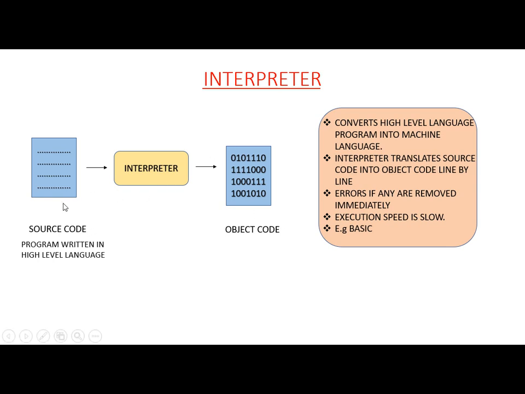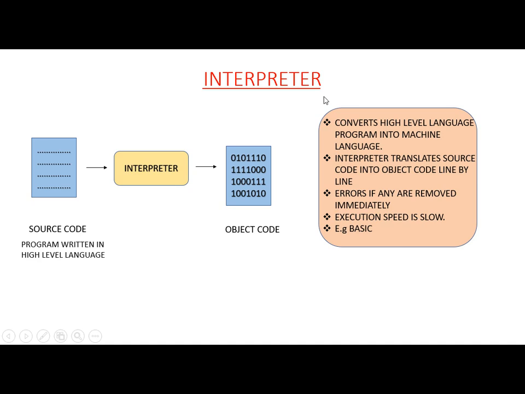Here also you can see that the picture is the same. This is the source code and this is the object code. What is the difference? Here the source code, the program, is written in high level language. This high level language can be converted into object code or machine readable form either by interpreter or by compiler. We have to study both, and there are some differences between them.